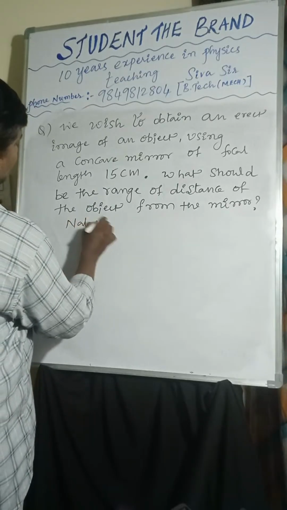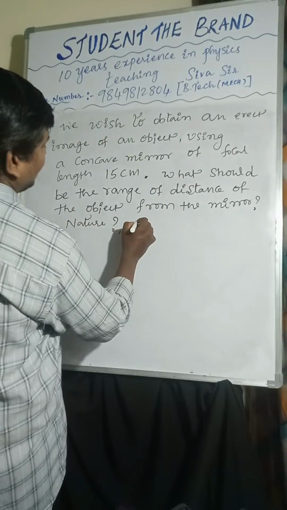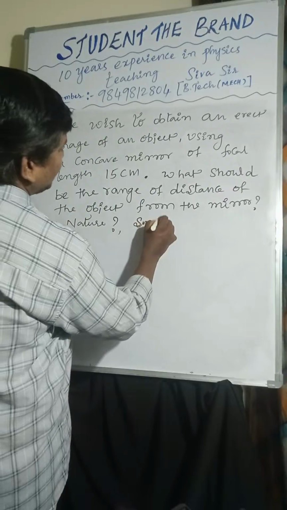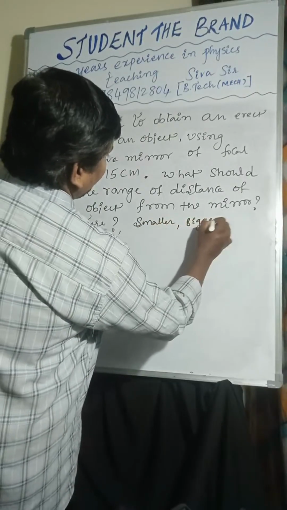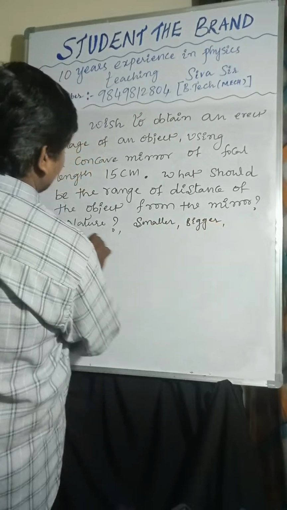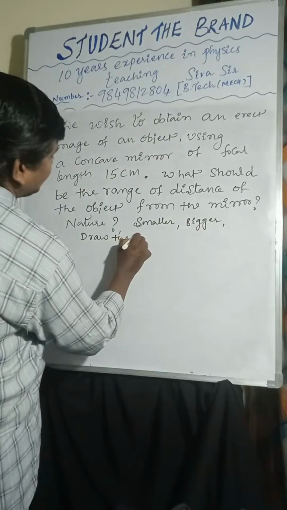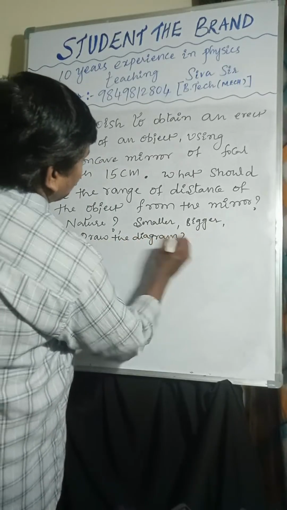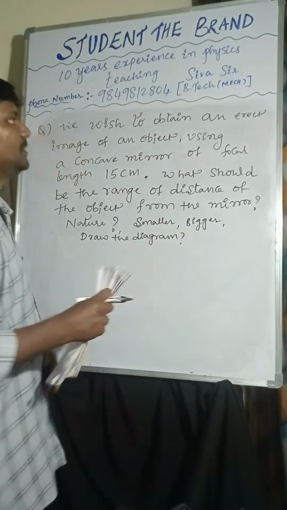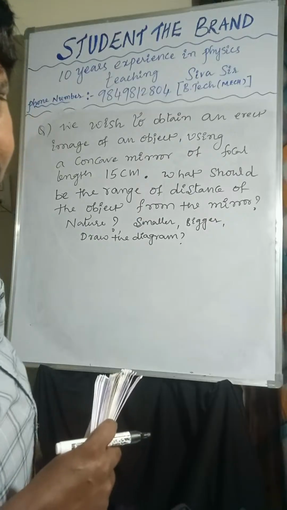You don't need to write the whole question because it will be lengthy. They asked the nature, and whether the image is smaller or bigger. Draw the diagram. So this is the question. We wish to obtain a virtual, erect and magnified image.